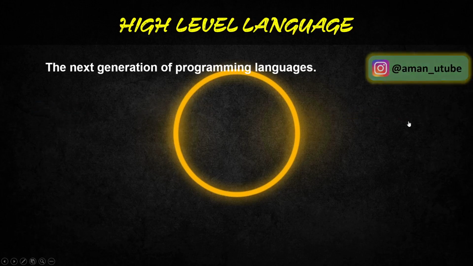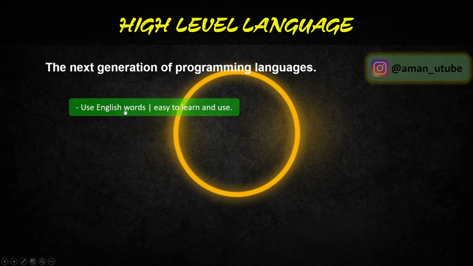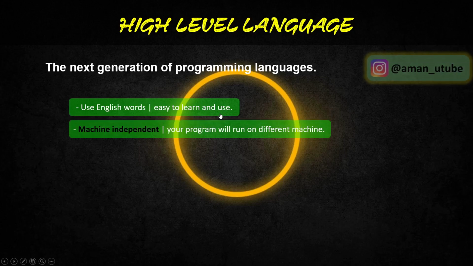Now let's talk about high-level languages. High-level languages are the next generation of programming languages. In a high-level programming language, we use English words, which is why it is easy to learn and easy to use. Also, a high-level programming language is machine independent, so our programs will run on different machines, which is very important. Each instruction written in a high-level language is known as a statement. So later on, whenever we write an instruction using C, we call it a statement.